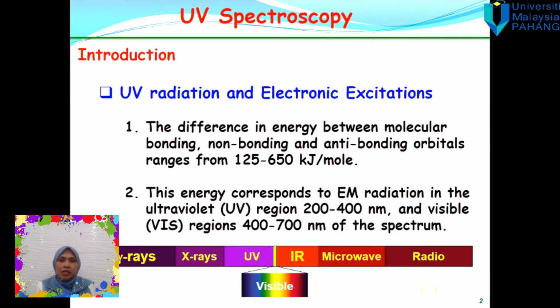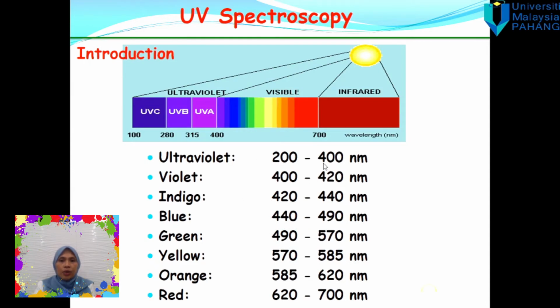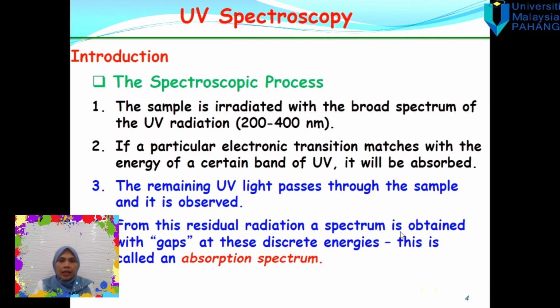This delta E must match the energy that comes from the electromagnetic radiation, and the energy that corresponds to the electromagnetic radiation for this range of delta E falls in the ultraviolet and visible regions, with wavelengths of 200 to 400 nanometers for the ultraviolet and between 400 and 700 nanometers for the visible.